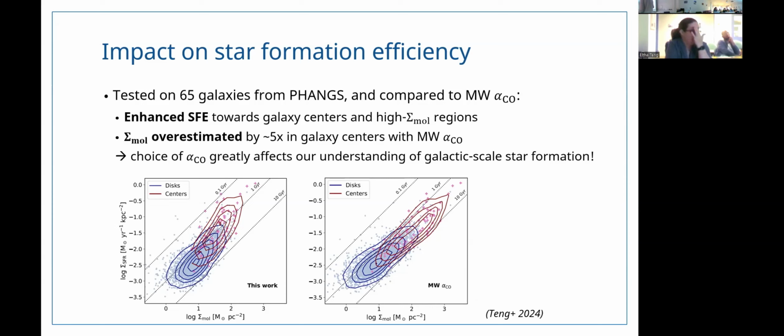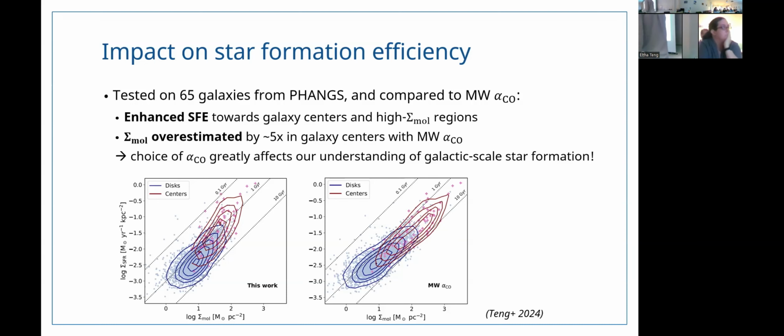Also, if we compare directly the absolute value of molecular gas mass, you will see that using a Milky Way alpha CO can overestimate the total molecular gas mass by a factor of 5 in galaxy centers. So this shows us that the choice of alpha CO can really affect our understanding of the fundamental star formation law.